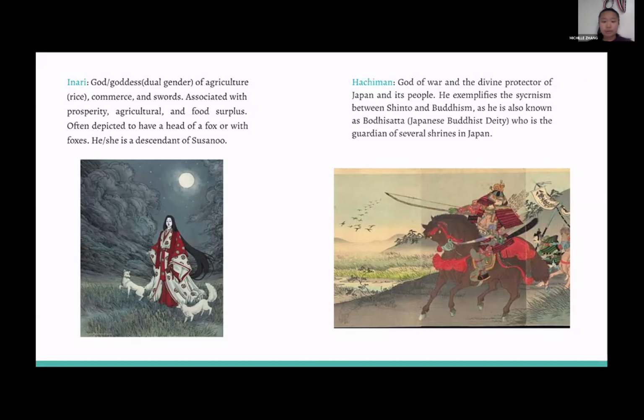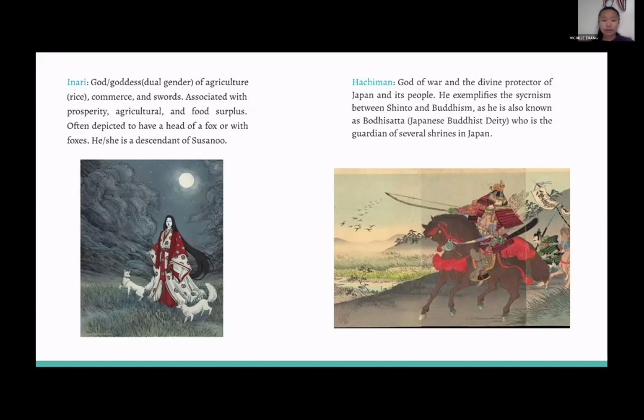So she's associated with prosperity, agriculture, and food surplus. She is the descendant of Susanoo, and is often depicted with the head of a fox or with foxes, and sometimes depicted as an old man. In Shinto tradition, she is associated with good spirits, like the goddess of the kitchen or the goddess of food.